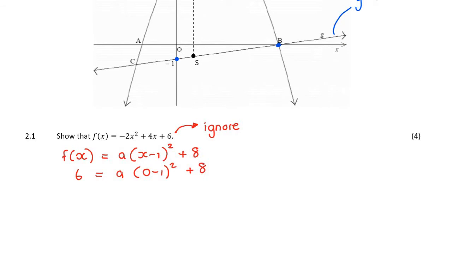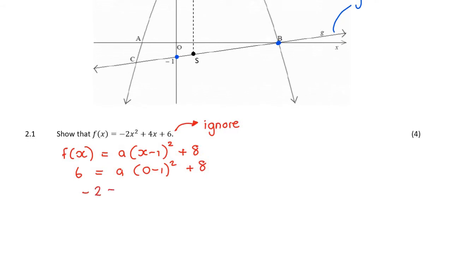And if I bring my 8 over, I get negative 2. Well, if I subtract 8 on both sides would be the better thing to say. And then I get negative 1 squared, which is 1, so a is minus 2. And I clearly know that I'm right because they gave that to me.